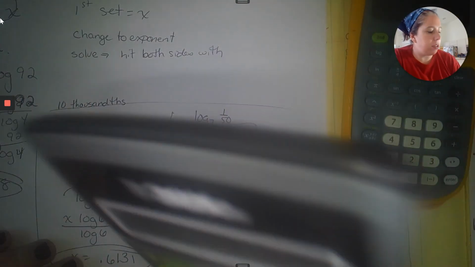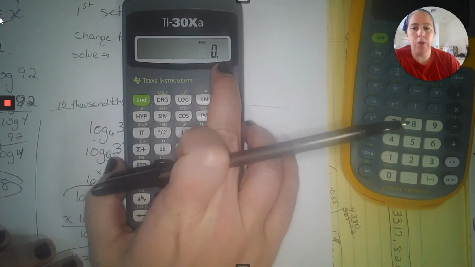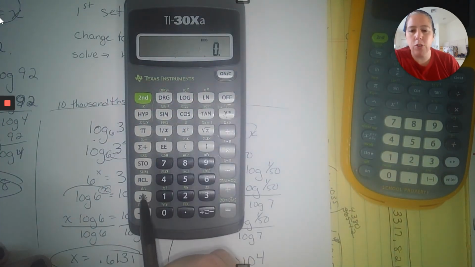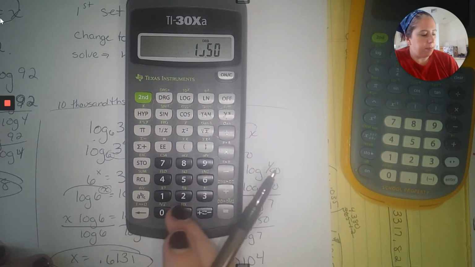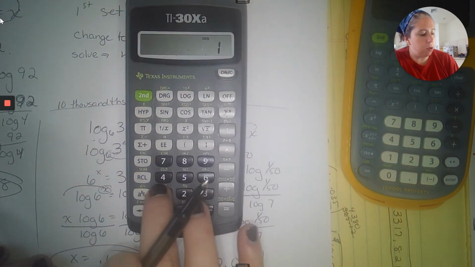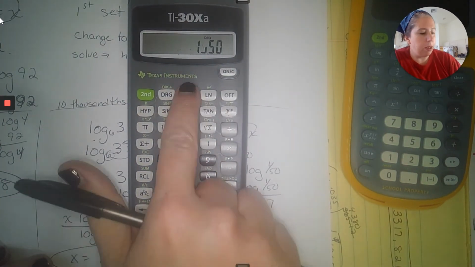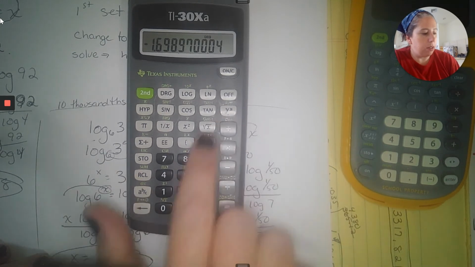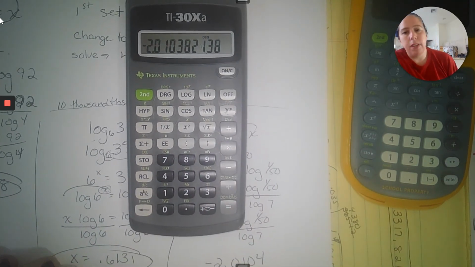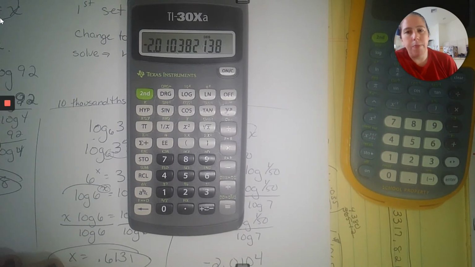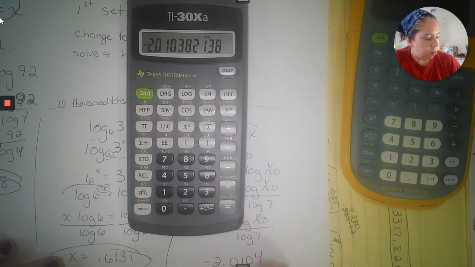If you use this calculator over here, now remember, I've talked to a lot of you guys about this one, there's your fraction button right there. You can actually use this. So you're going to go 1 over 50. Again, there's your fraction button. So 1, fraction button, 50, log, divided by 7, log, equals. And you're going to get negative 2.0104.